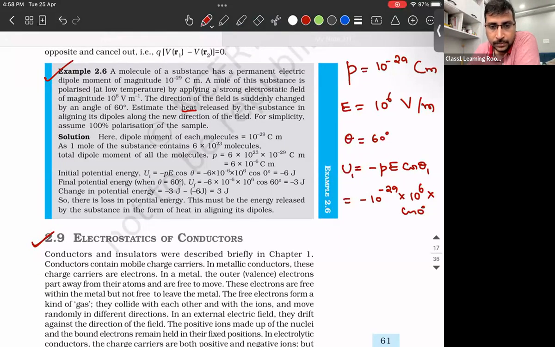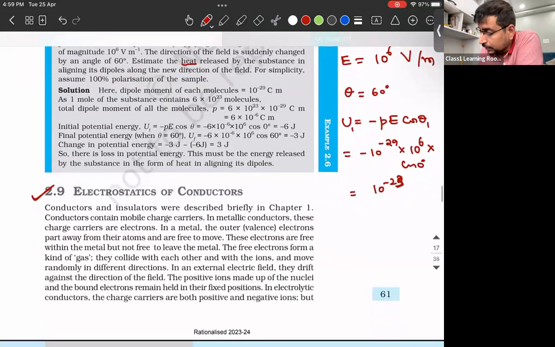Am I clear with this? So how much is this going to be? This is going to be 10 power minus 29 into 10 power 6, so it is going to be 10 power minus 23. This is the value of potential energy for one molecule. But how much substance is present? There is 1 mole of the substance. So how much should I multiply this with?